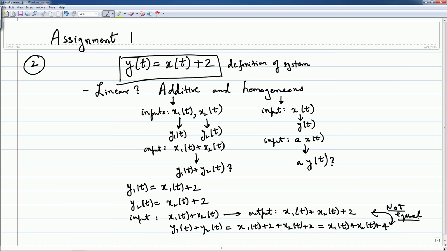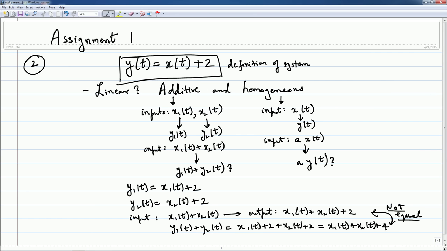So, if I have two inputs x1 of t and x2 of t, and I provide the new input x1 of t plus x2 of t, the output I get is x1 of t plus x2 of t plus 2, and that is not equal to the sum of the two individual outputs, y1 of t and y2 of t. So, the system defined by y of t equals x of t plus 2 does not satisfy the additivity property, and it is therefore not linear.